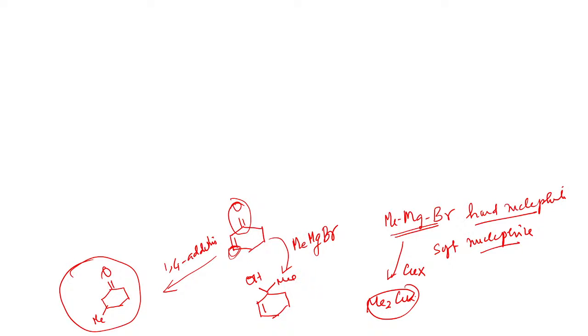And similarly, this carbon is more electrophilic compared to this. This is also an example for the hard and soft electrophile. Now let us discuss the HOMO-LUMO interaction. If you take a cycloaddition reaction, a 4 plus 2 cycloaddition reaction, let us take this example. And when you heat this, you will be able to get the cycloaddition product.